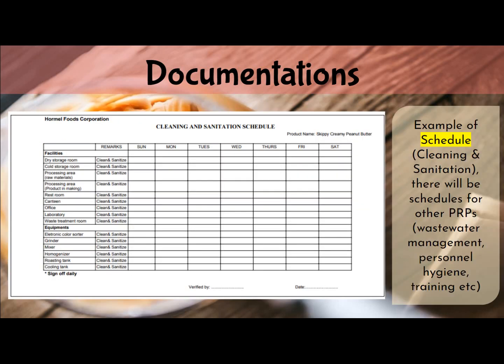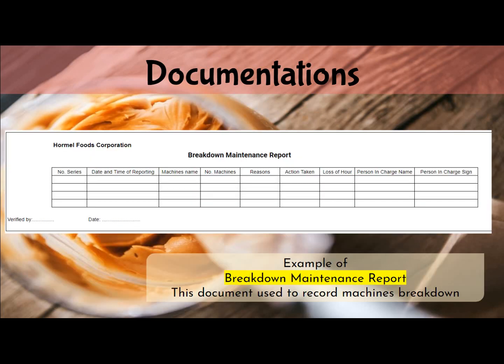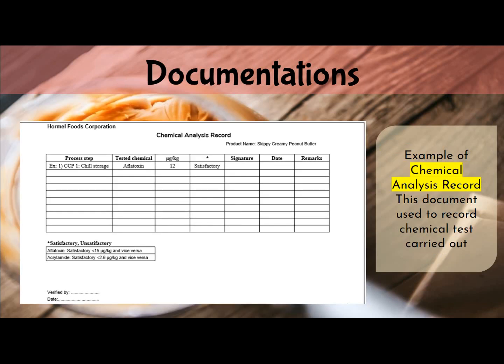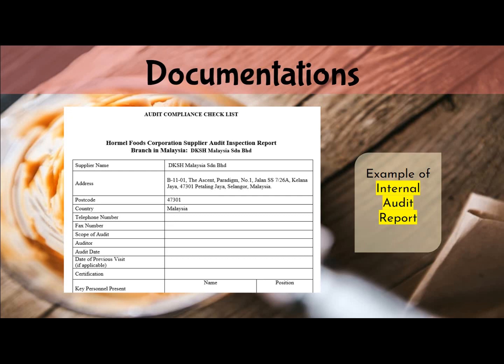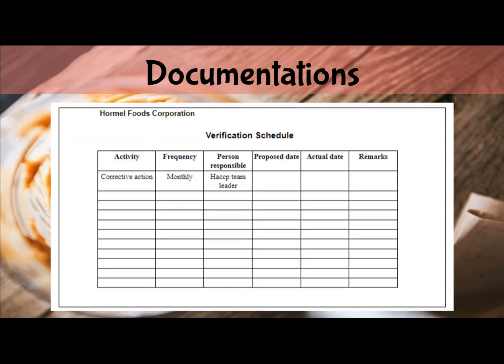The second one is the cleaning and sanitation schedule, and this is a product recall verification form. This is used to record the product that is recalled by the industry. And this is a breakdown maintenance report, and the microbiological test record, and also the chemical analysis record. And this is an internal audit report. From this slide, we can see that there are some parts from the audit compliance checklist. And the last one is the verification schedule.